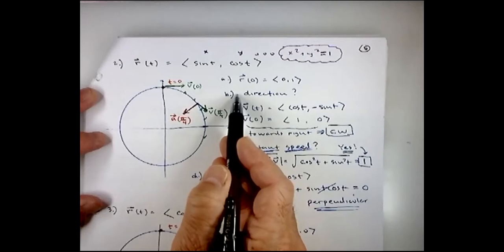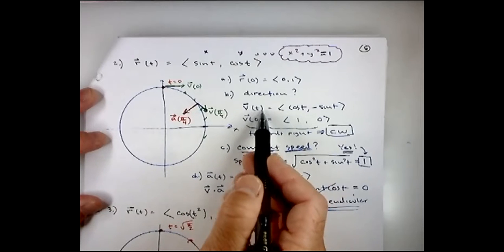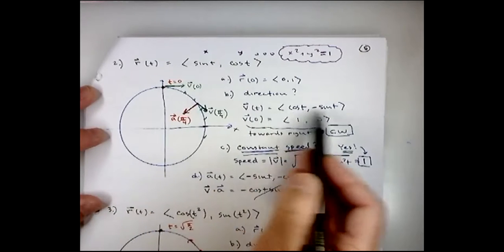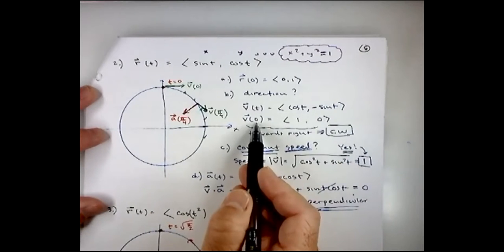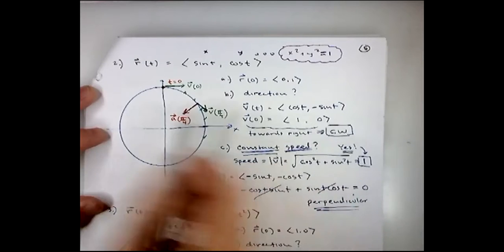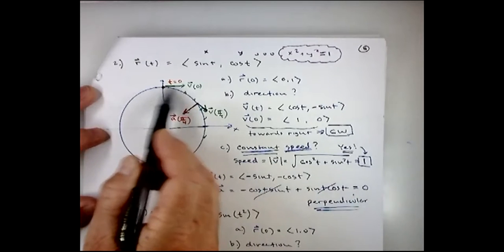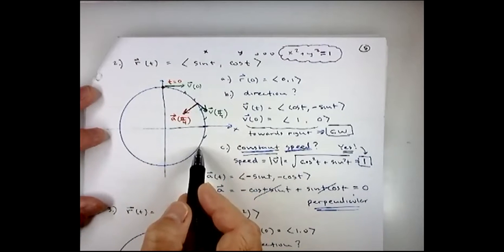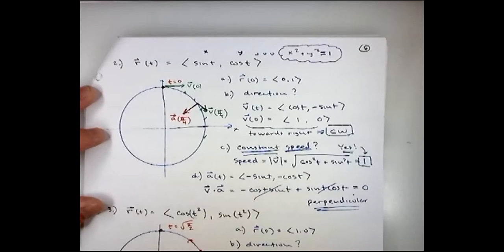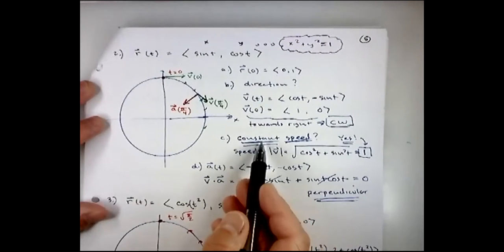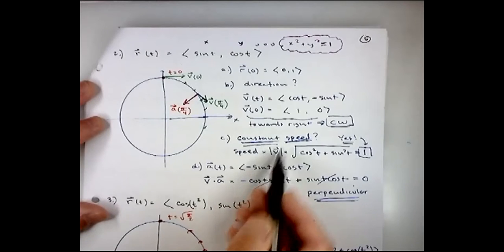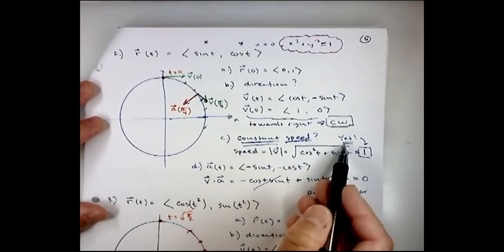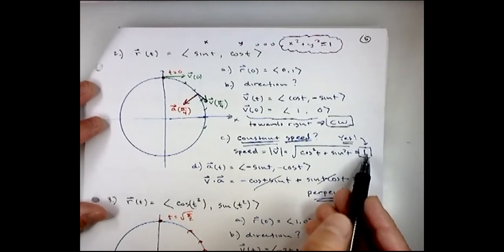As far as which direction it's going, I'm going to take the velocity approach. My derivative of my position is cosine of t, negative sine of t. If I plug in 0, I get the vector 1, 0, which tells me my initial motion is going to go to the right. So I can conclude the particle is going clockwise this time. Is it moving at a constant speed? Well, the magnitude of my velocity vector is going to give me the square root of cosine squared plus sine squared, which is the square root of 1, giving me 1. So yes.